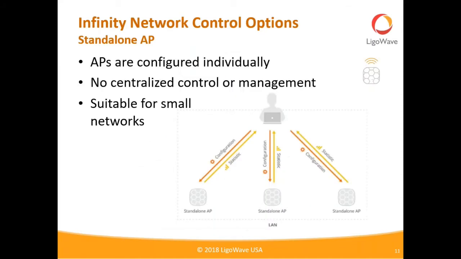So I talked a little bit earlier about how the APs are configured. There are three basic ways that you can configure the AP and control it. The first is the standalone model that has been common to APs since the beginning of Wi-Fi. You can configure the AP individually. There's obviously no centralized controller management, and this is suitable for small networks. And by small networks, I mean 1 or 2 or maybe 3 access points.